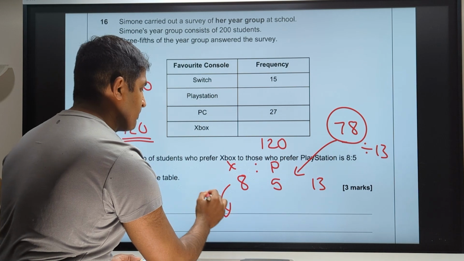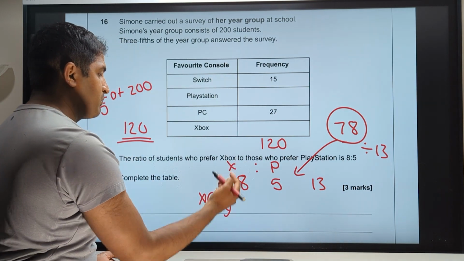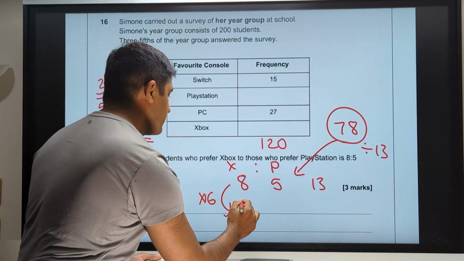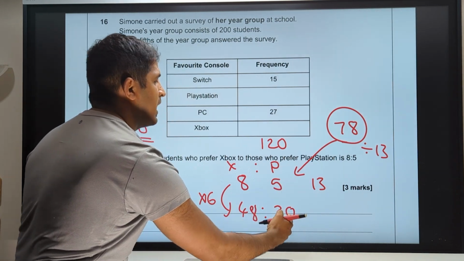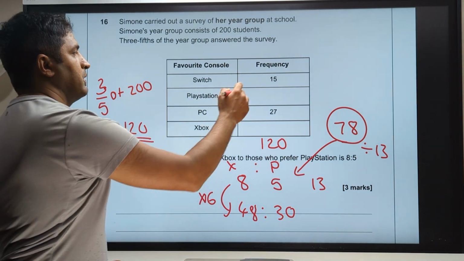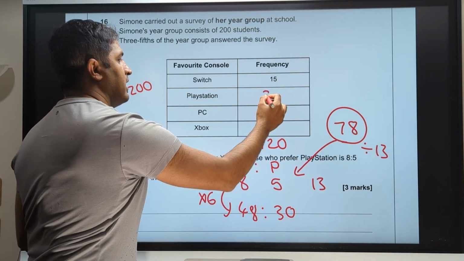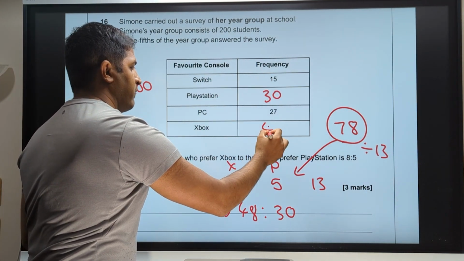So we're multiplying both sides by 6. So saying Xbox got 8, so 8 times 6 is 48. And that would be 30. When you add them, it should give you 78. So we know the PlayStation is 30 and Xbox is 48.